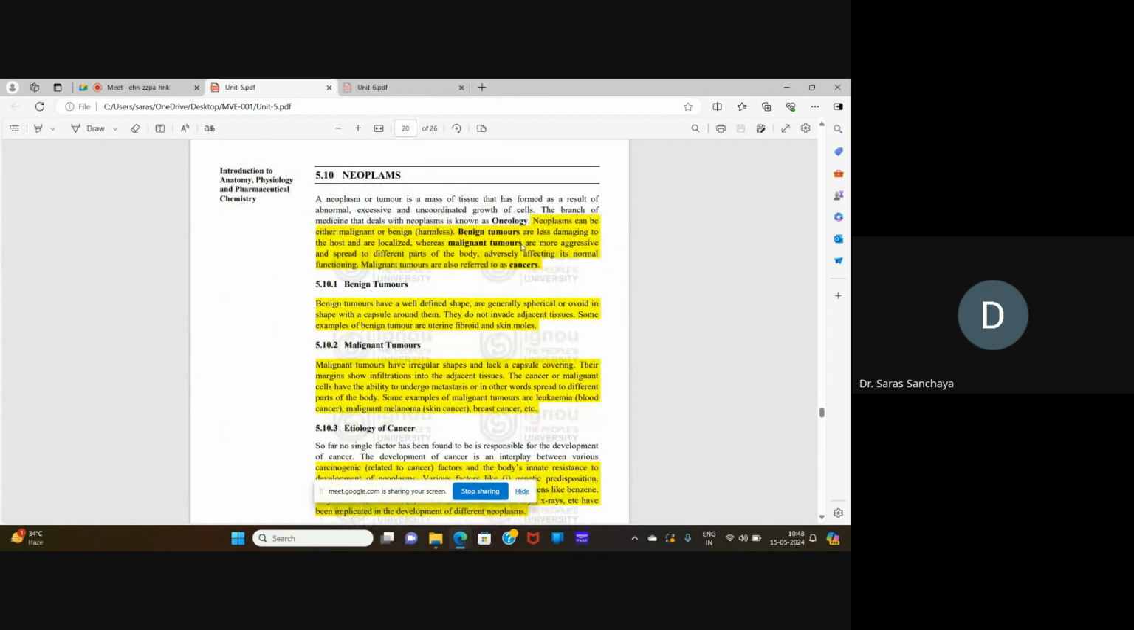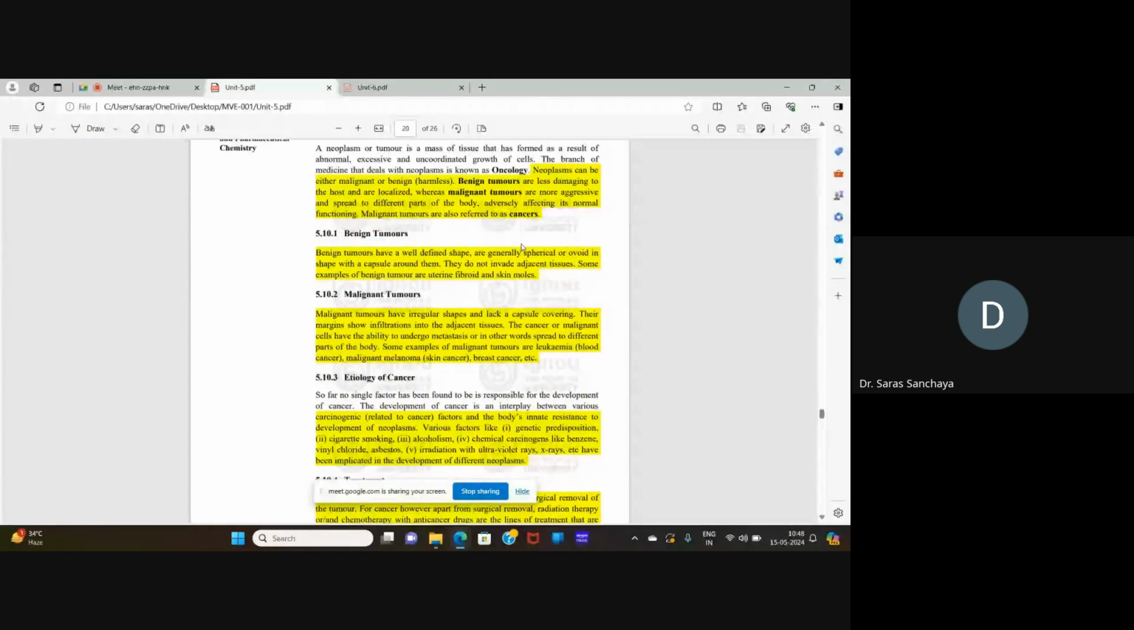Neoplasms. A neoplasm or tumor is a mass of tissue that has formed as a result of abnormal, excessive, and uncoordinated growth of cells. The branch of medicine that deals with neoplasm is called oncology. Neoplasms can be either malignant or benign, that is harmless. Benign tumors are less damaging to the host and are localized, whereas malignant tumors are more aggressive and spread to different parts of the body, adversely affecting its normal functioning. Malignant tumors are also referred to as cancers.